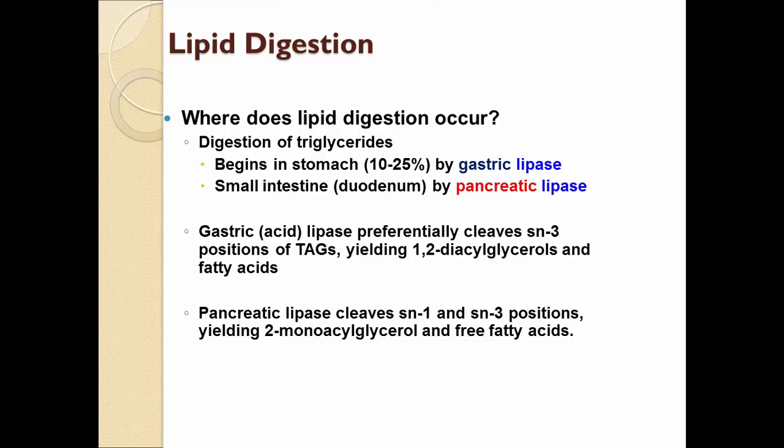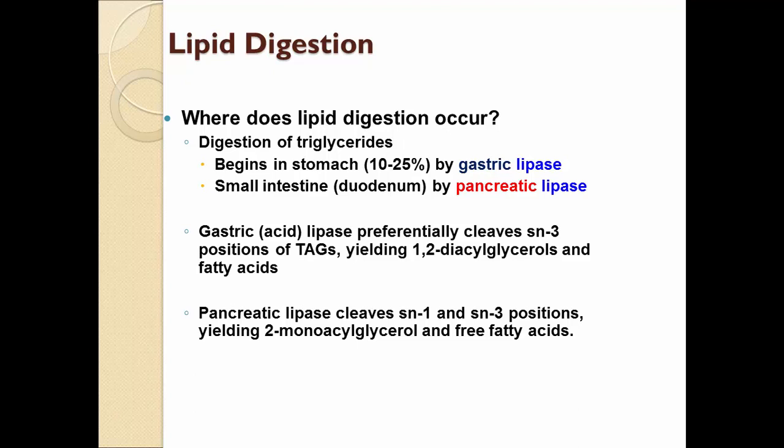1,2-diacylglycerol and one molecule of free fatty acid. So this one molecule of free fatty acid usually comes from the SN3 position in the triglyceride molecules. And pancreatic lipase cleaves the SN1 and SN3 positions, generating 2-monoacylglycerol and two free fatty acids. Right? Does that make sense?